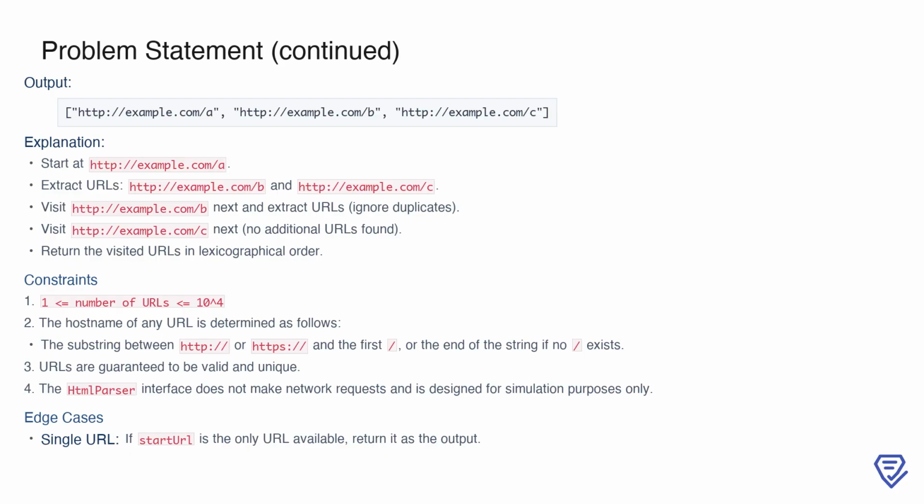The problem also specifies constraints to keep in mind while implementing the solution. For example, the number of URLs can be as large as 10,000, and you need to extract the hostname from each URL to determine if it matches the start URL's hostname. The implementation must handle these details correctly to produce the expected output.